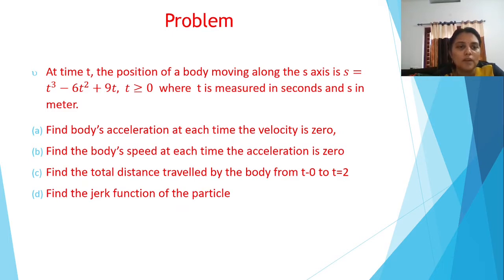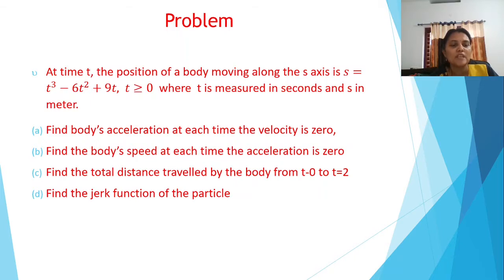Next we have a problem. At time t, the position of a body moving along the s axis is s equal to t cube minus 6t square plus 9t, where t is greater than or equal to 0, t is measured in seconds and s in meters. Find the body's acceleration at each time when the velocity is 0.